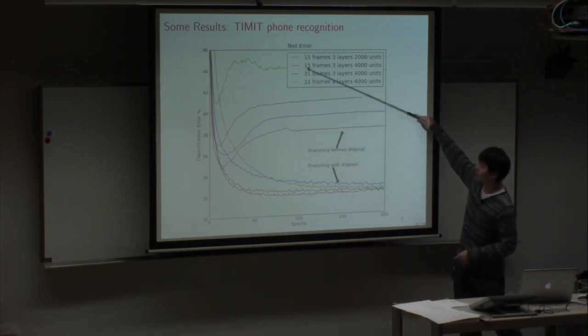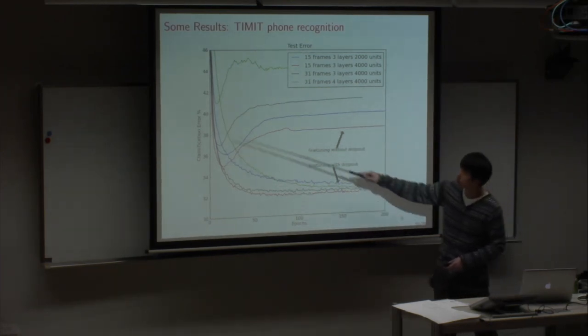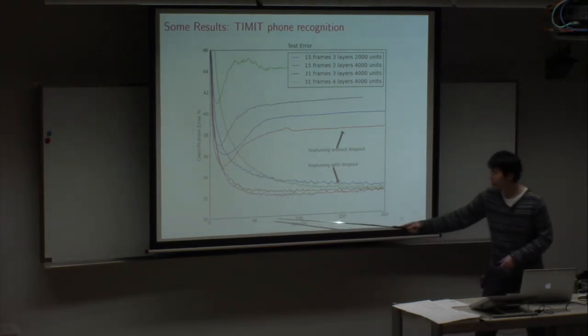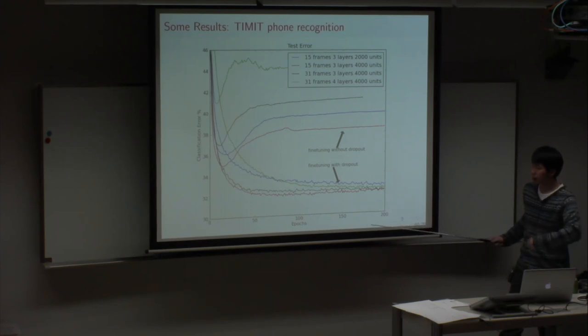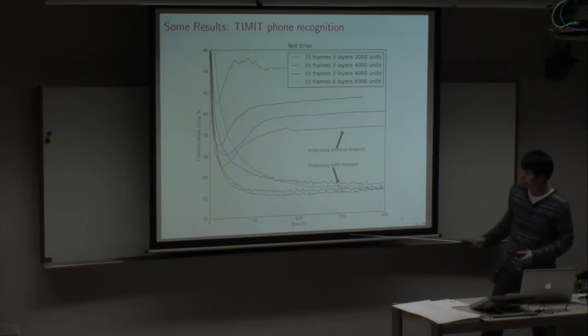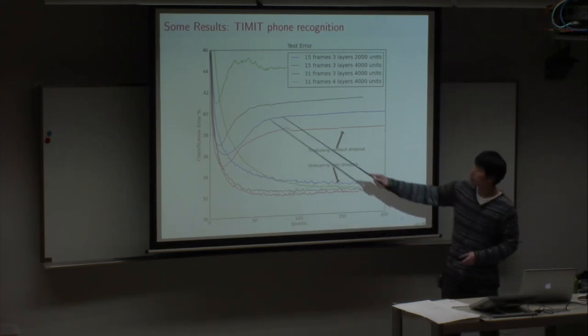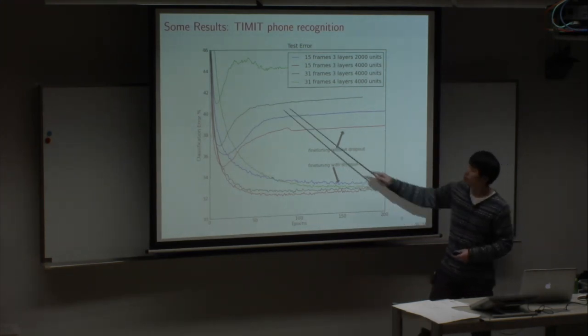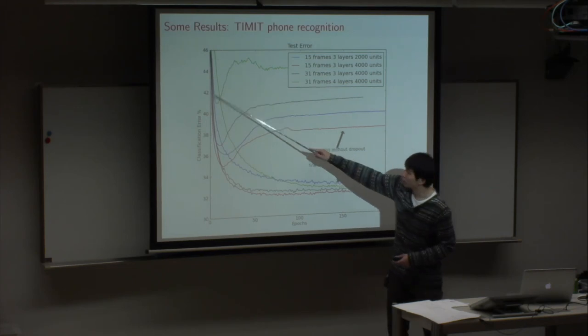Basically, these curves are up here. So this is the classification error on the test set, so lower is better. This is how many times you've trained. So you see these curves up here are the standard procedure. So you just do standard back propagation. And you see the standard overfitting curve, right?